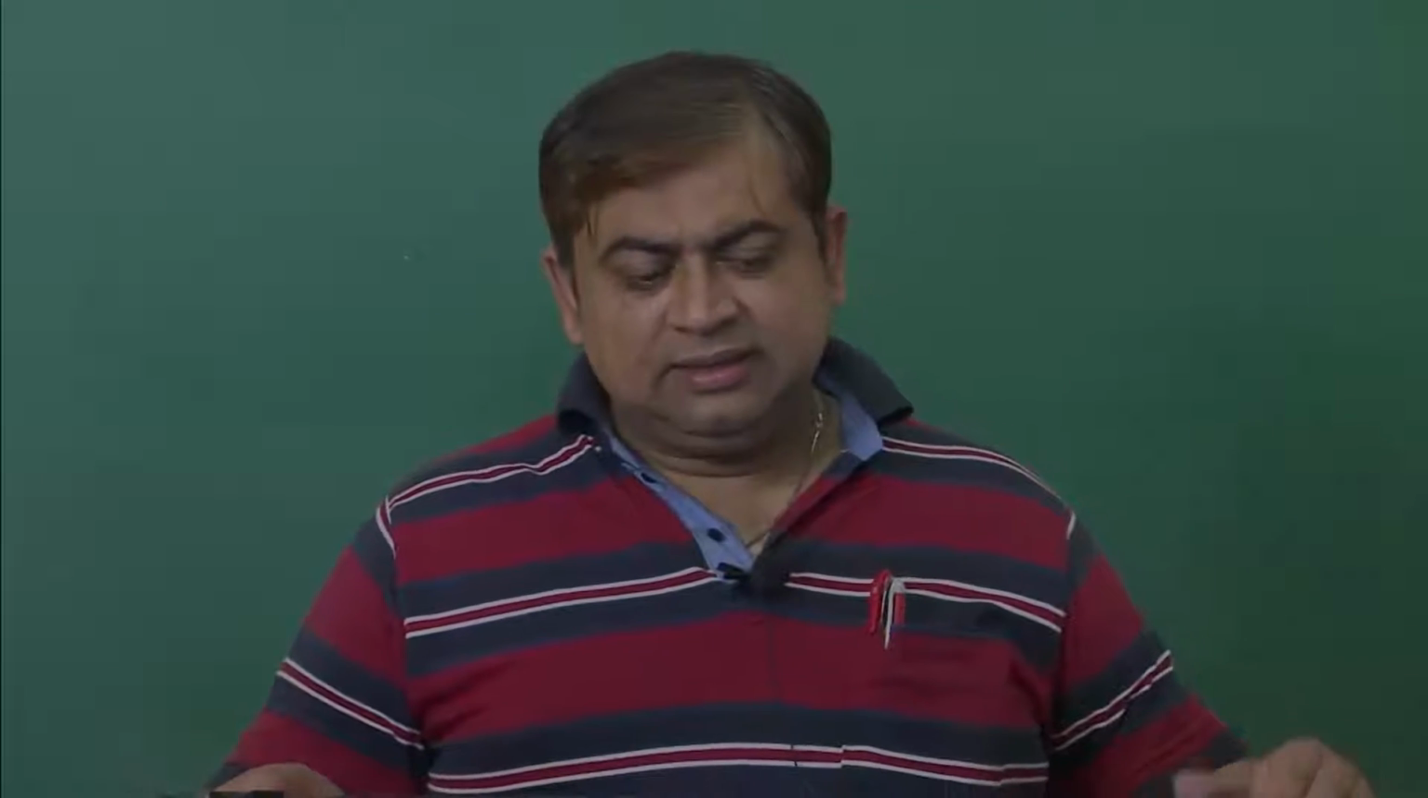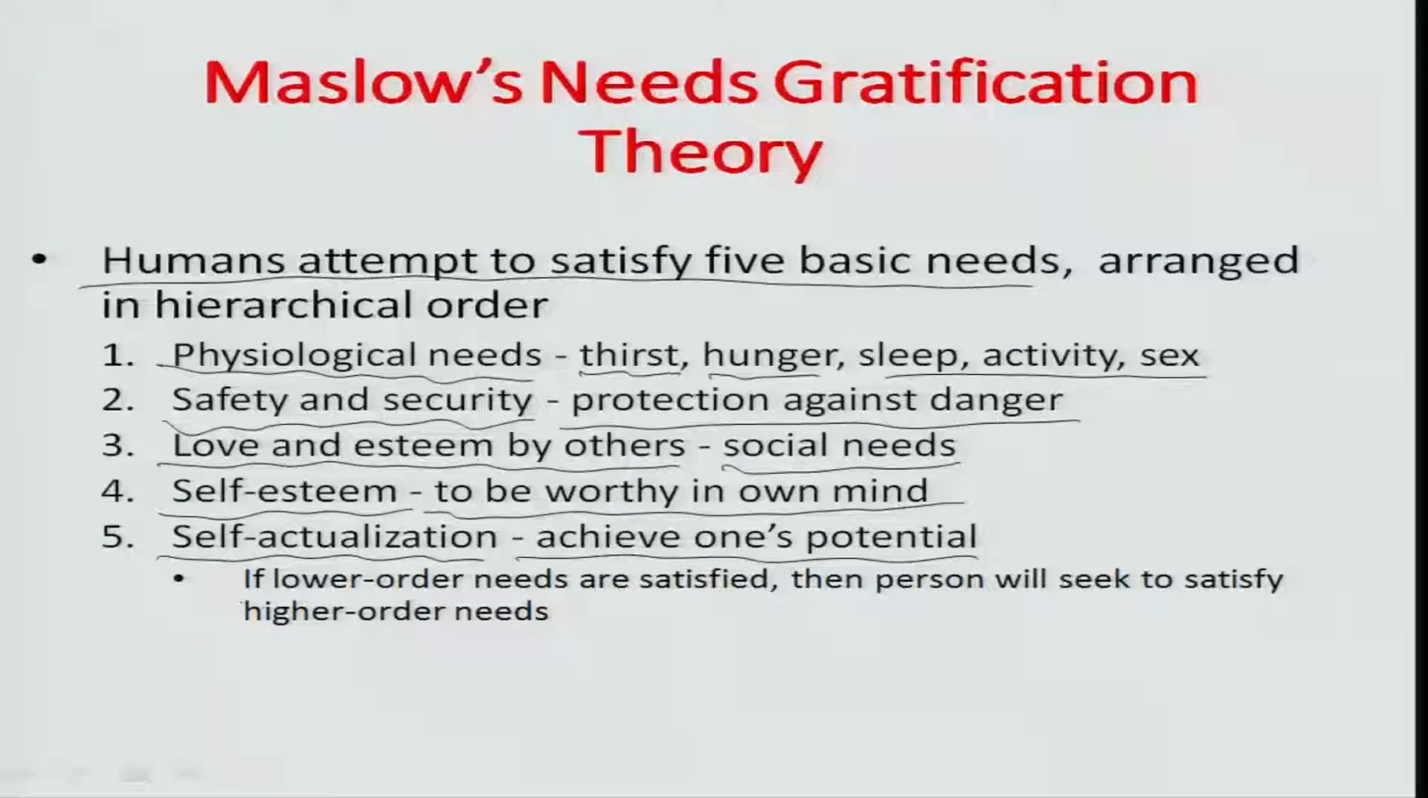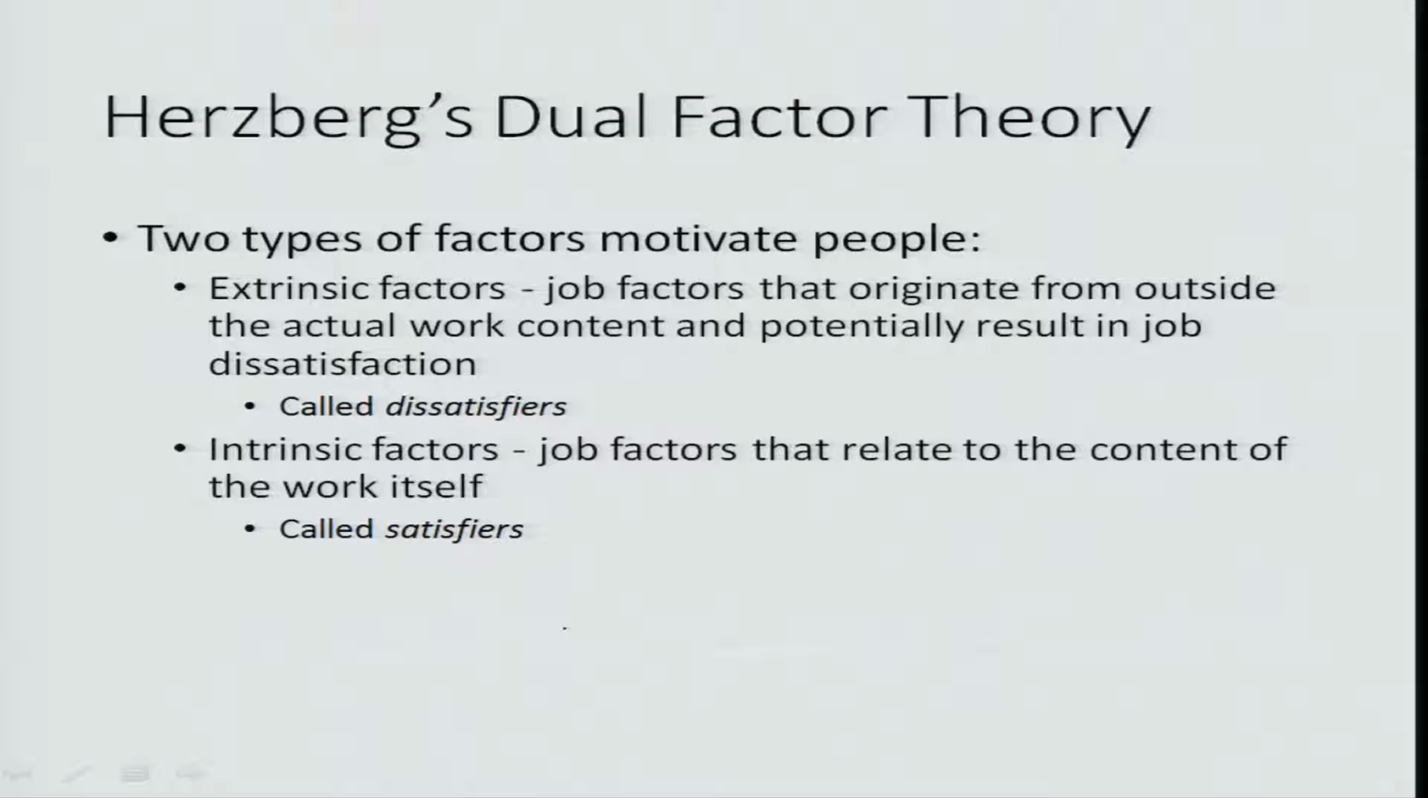So, this is the hierarchy in which the need structures go, and if lower order needs are satisfied, then persons will seek to satisfy higher order needs in a hierarchical manner. So, this is one theory. The other theory which exists is Herzberg's dual factor theory, where we typically think of two types of factors which will motivate people. One is the intrinsic factors.